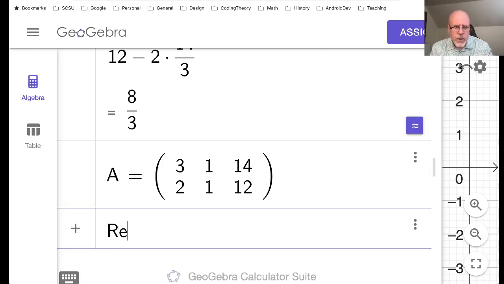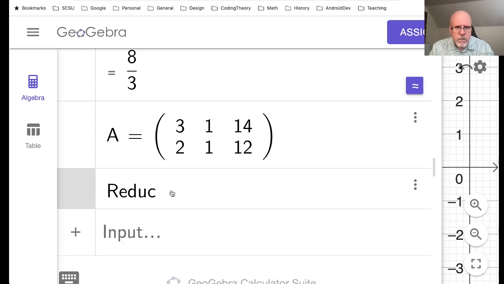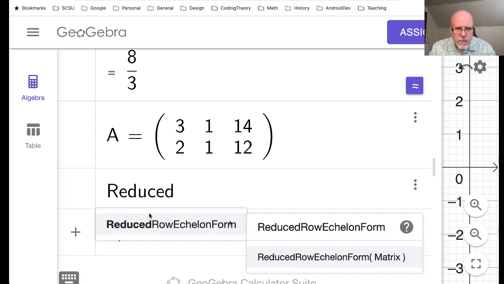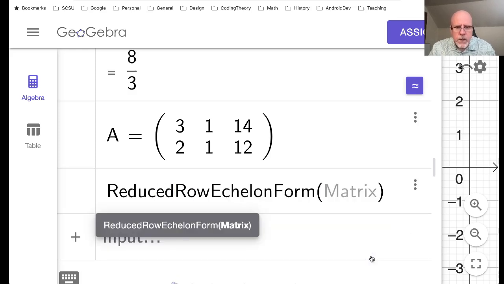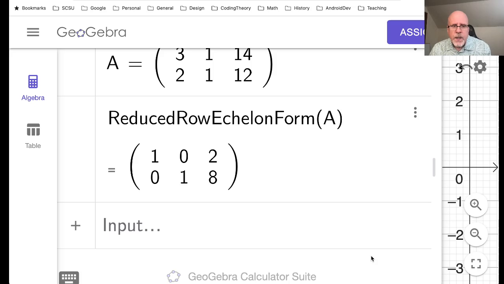Well, in GeoGebra, you can just ask for the reduced row echelon form of the matrix. I call it A, so reduced row echelon form of A. Yep, that's the same thing we got by doing the Gauss-Jordan elimination stuff by hand. Of course, this is a good bit quicker, but I would say in this particular case, it's just a chance to use some technology to check yourself. Did you go through the steps correctly?